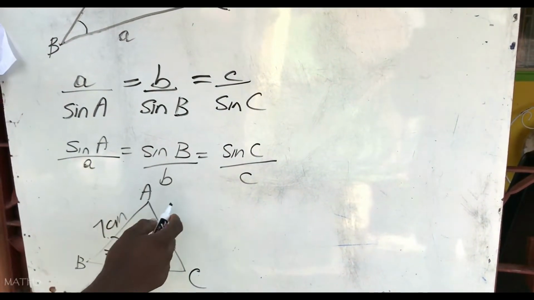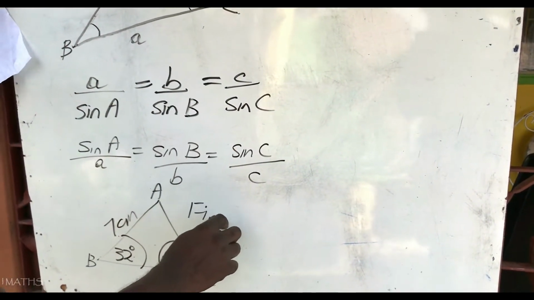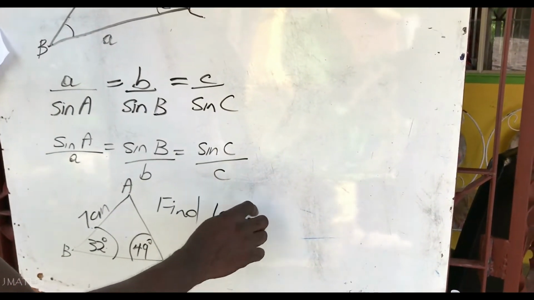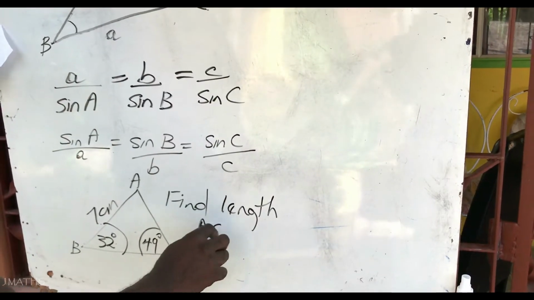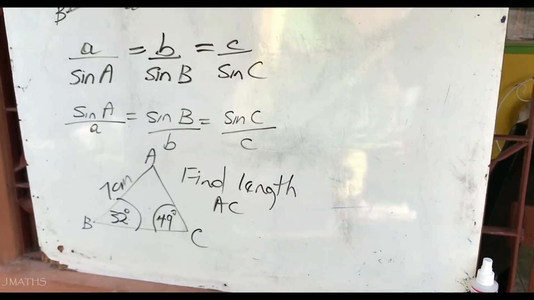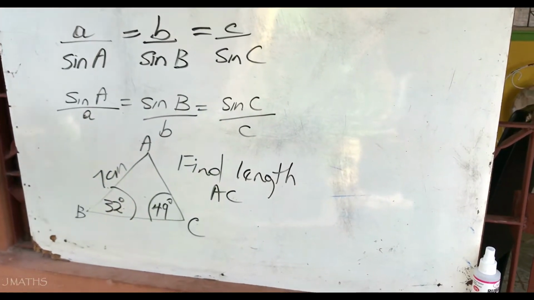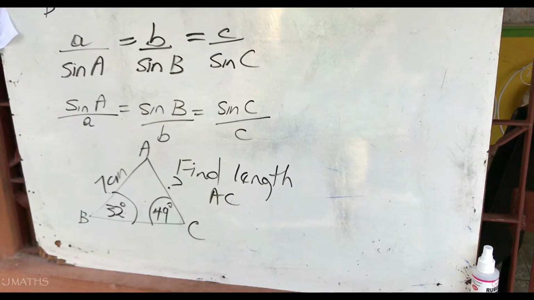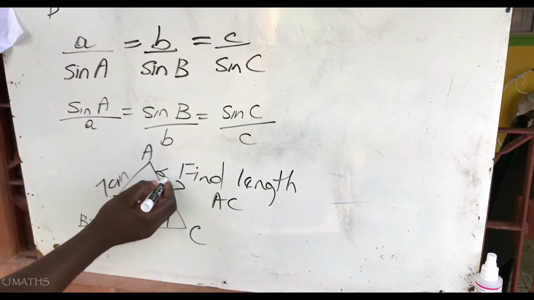Now we are told to find, say, length AC. So this is AC that we want to find, which is little b. So you can put in a question mark. So little b is what we want to find.